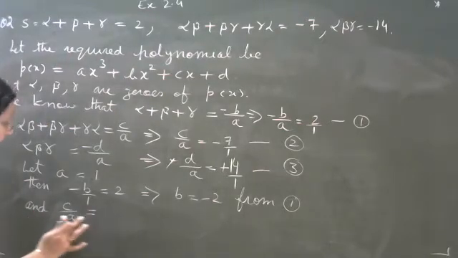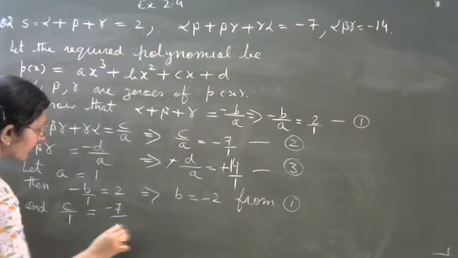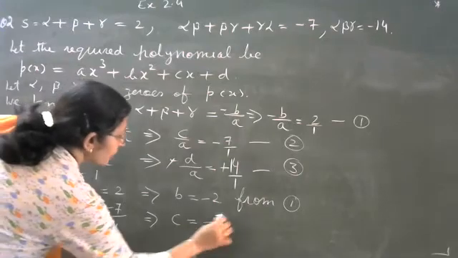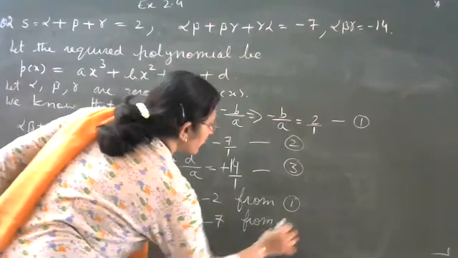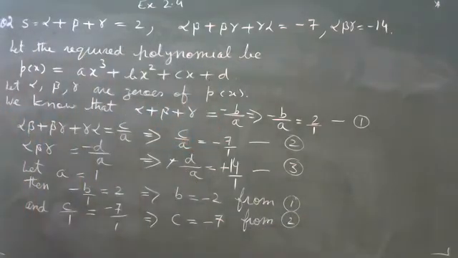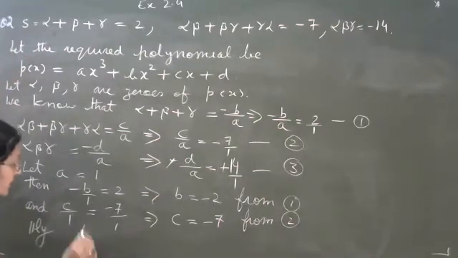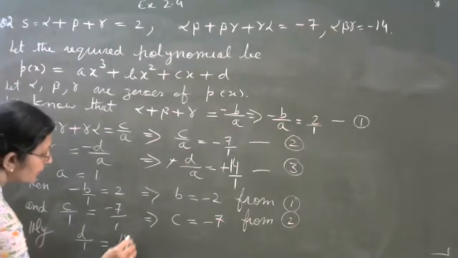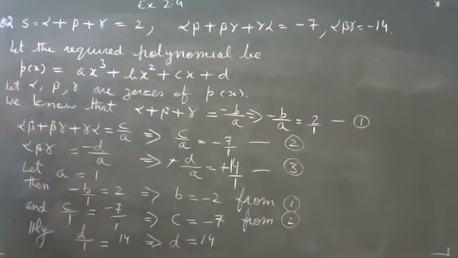is equal to, a की वैल्यू यहाँ पे कितनी डाल दी 1, -7 over 1, which implies c is equal to -7. कौन सी इक्वेशन यूज करनी होगी, from equation 2. Similarly, we have to find the value of d. अब last equation जो है third, d over 1 is equal to 14, which implies d is equal to 14. d की वैल्यू आपके पास कितनी होगी, 14.